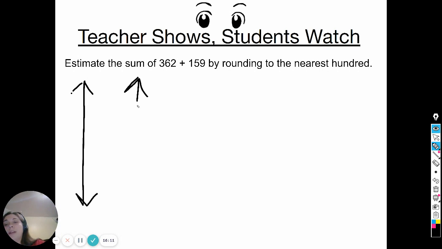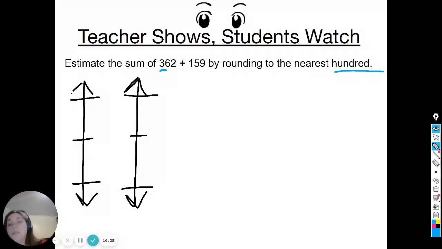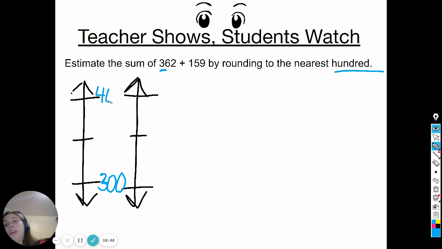So I'm going to set up my 2 vertical number lines. Remember, you're watching this part. My bottom, my top, and my middle. First number is 362, so I'm going to look in the hundreds place since I'm rounding to the nearest hundreds. And there's a 3, so I'm going to keep the 3 and have 2 zeros, which is 300. Now I need one more 100 for the top. 3 plus 1 is 4, so the top is going to be 400.